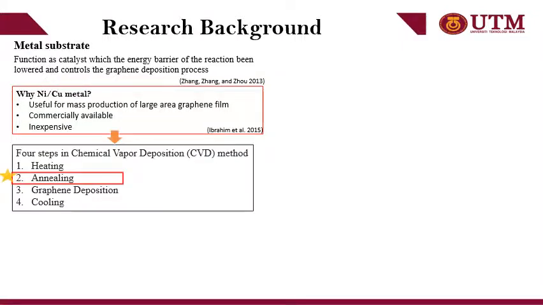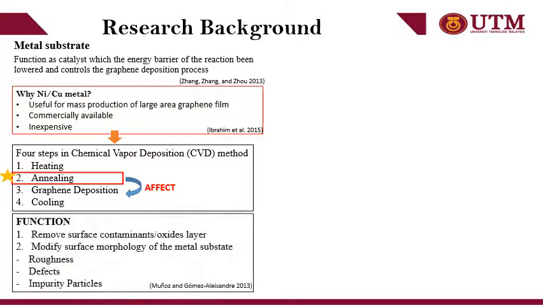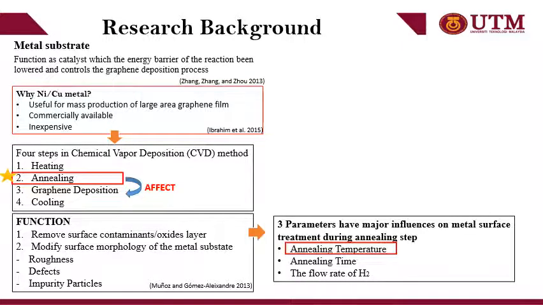There are 4 steps in chemical vapor deposition, such as heating, annealing, graphene deposition, and lastly cooling. And the annealing step will directly affect the graphene produced during the graphene deposition step. Annealing also functions to remove surface contamination and oxide layer. Other than that, it also modifies the surface morphology of the metal substrate. There are 3 parameters that have major influence on metal surface treatment during the annealing step, which are the annealing temperature, annealing time, and the flow rate of hydrogen gas.